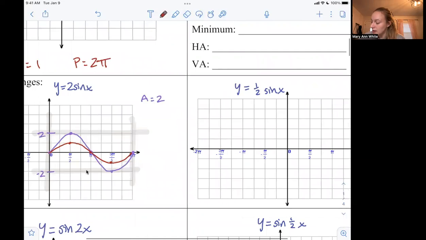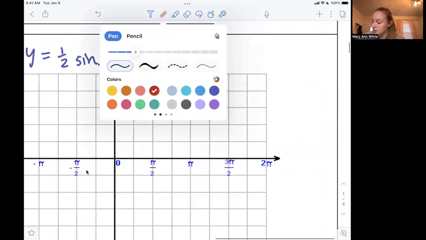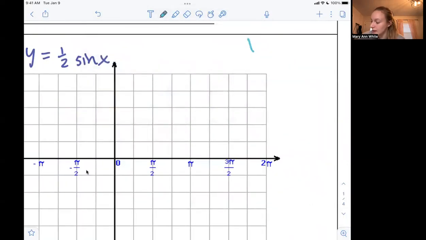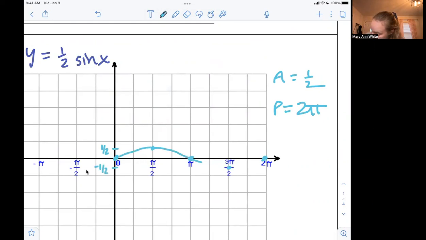My next one, my only change is my amplitude again, but this time my amplitude is 1/2. So that means I'm scrunching it together, kind of crushing it down. And my period is still 2 pi. So I'm still going through the middle of my graph on my first, middle, and last point, but instead of going all the way up to 1, I'm only going as high as 1/2 and as low as -1/2. So I'm just kind of shrinking it down.